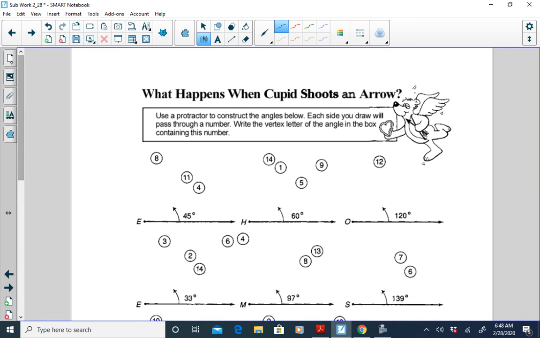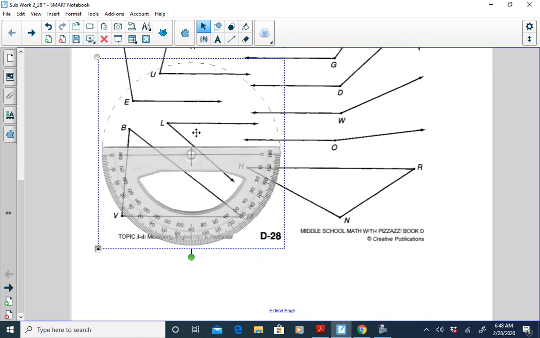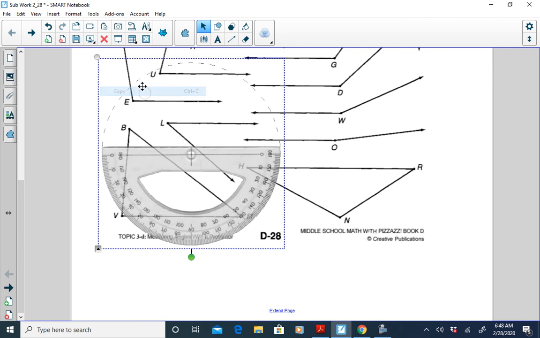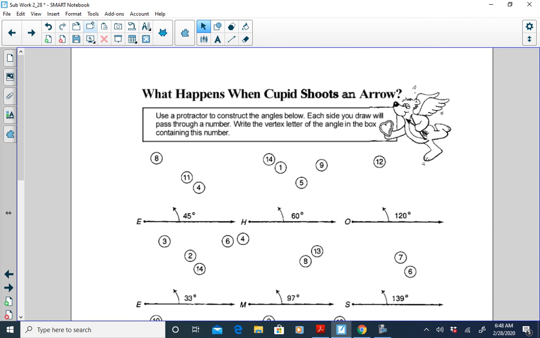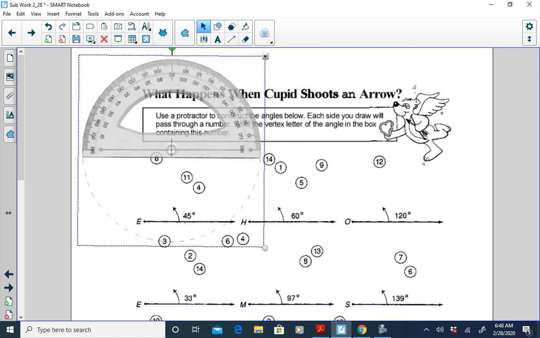This next page, same idea. All right, I've got to grab my protractor again. So let me grab my protractor. All right, I need to copy it, paste it here. Okay, so let's look at some angles here.